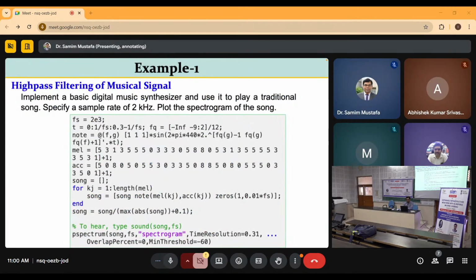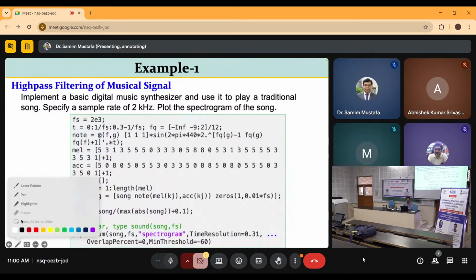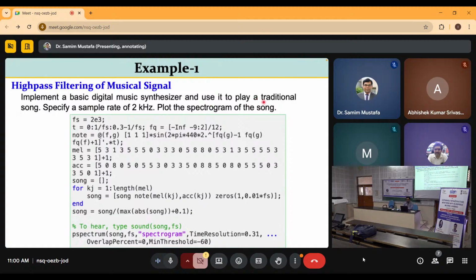So the first example is high pass filtering of a musical signal. Your task is to implement a basic digital music synthesizer and use it to play a traditional song. Then specify a sample rate of 2 kilohertz. Okay, 2 kilohertz means 2000. You have to write in MATLAB, and plot the spectrogram of the song. You can also play the song on your laptop.